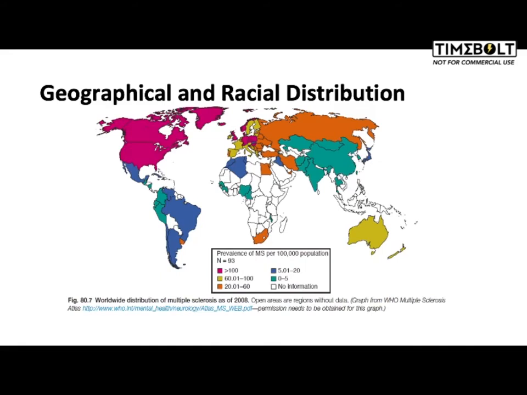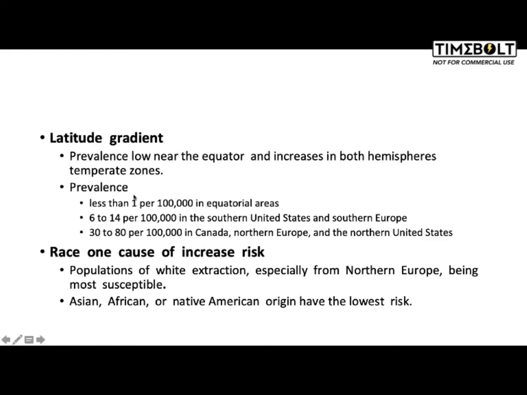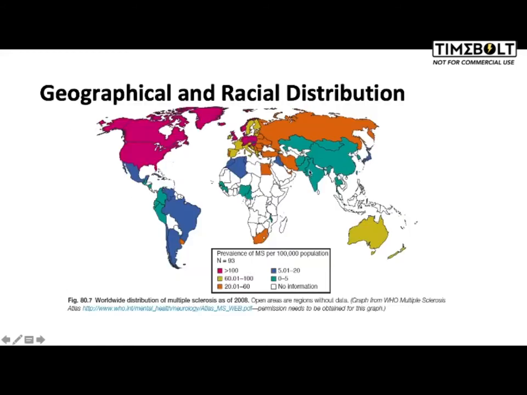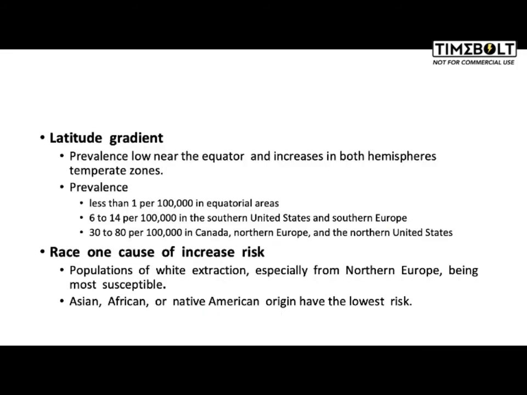Geographical and racial distribution: prevalence is very low in equatorial areas, while in both temperate, colder areas, the temperate zones of both hemispheres, it is high. In the rural areas, it is 1 per 100,000. As you can see, India, Pakistan, China, while Northern Europe, it is 100,000 in these areas. Another risk factor is the race, population of white extraction, especially European, being more susceptible, while Asian, African, and Native Americans are the least affected ones.